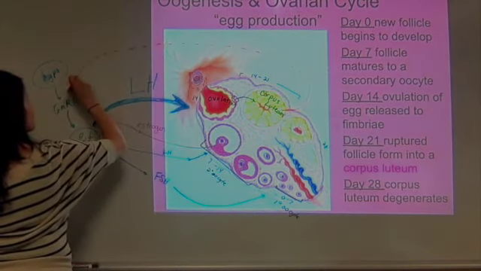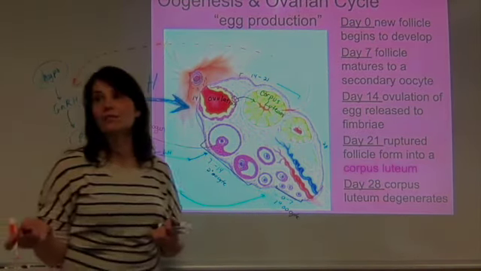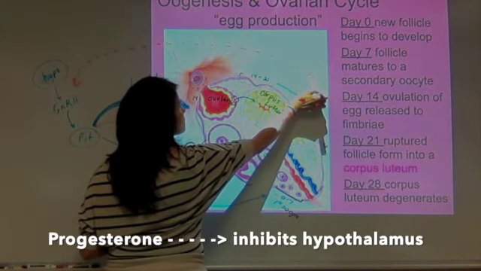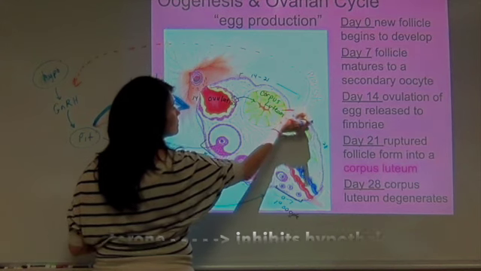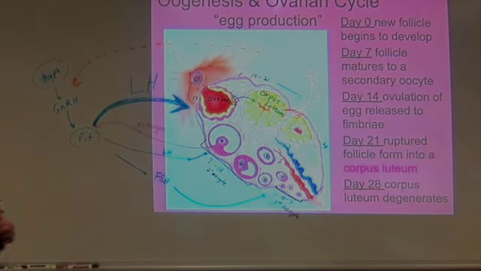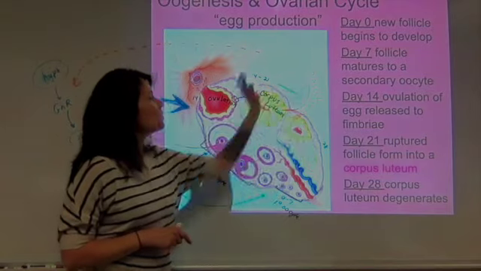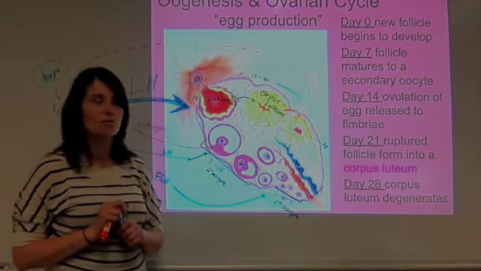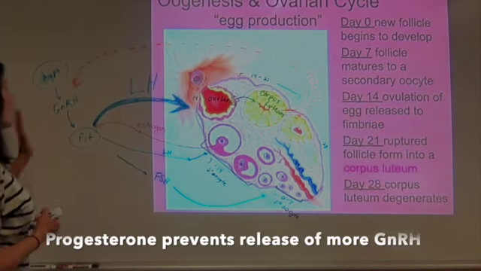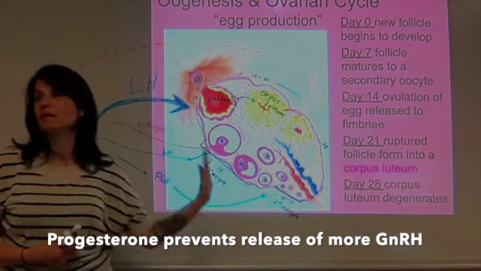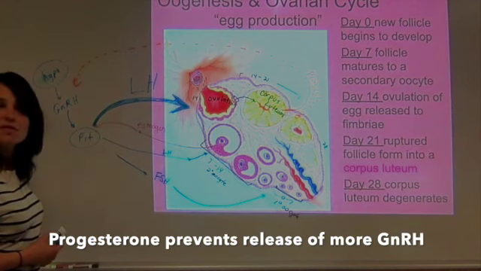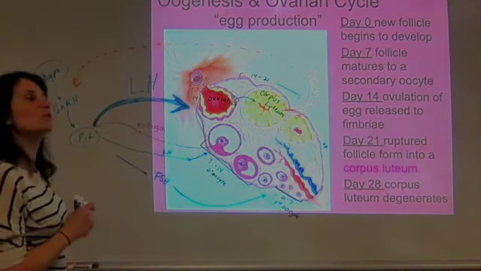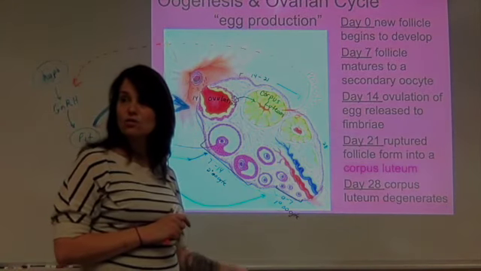Why am I making it a dotted line? It's inhibitory, right? So our progesterone is secreted by the corpus luteum, and it's going to inhibit the release of GnRH. Okay? We don't want another egg to be released. If there's no signal going to the hypothalamus from the ovary, then the hypothalamus will assume that we need to start this process again. So this is so important.